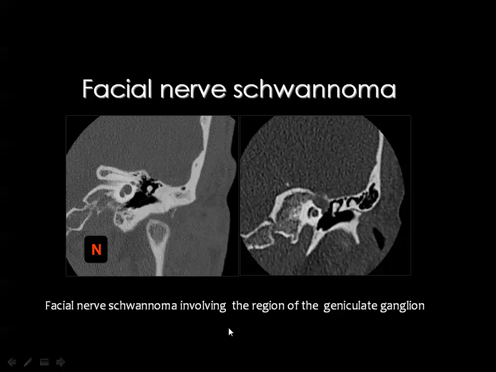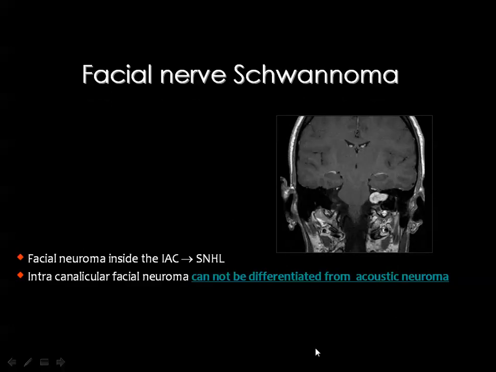And this is also an example. In normal cases, you see the cochlea with two dots above representing the segments of the facial nerve canal. But here, these two dots are not seen. They are replaced by a soft tissue mass, which represents the facial schwannoma.